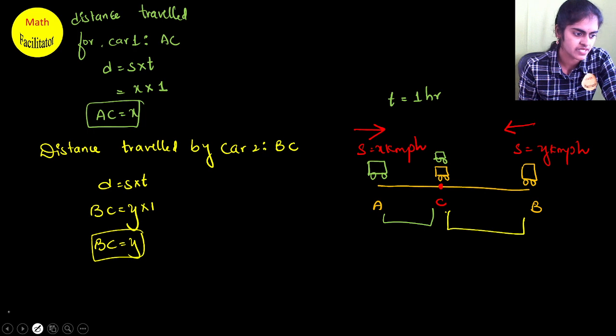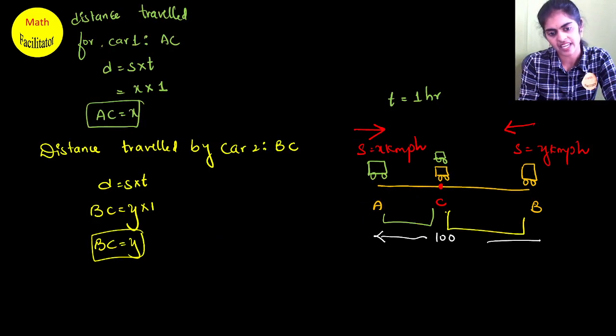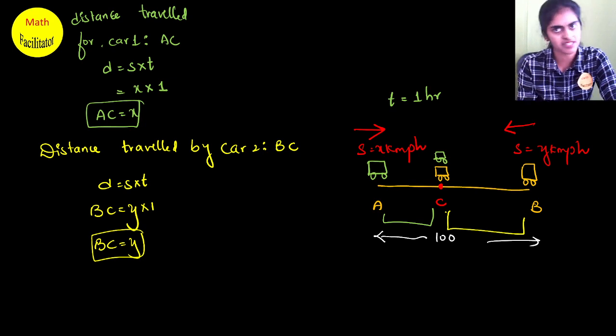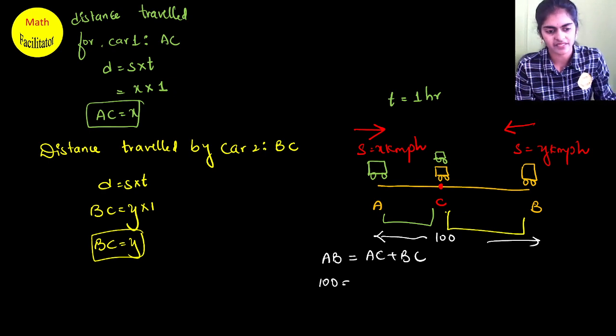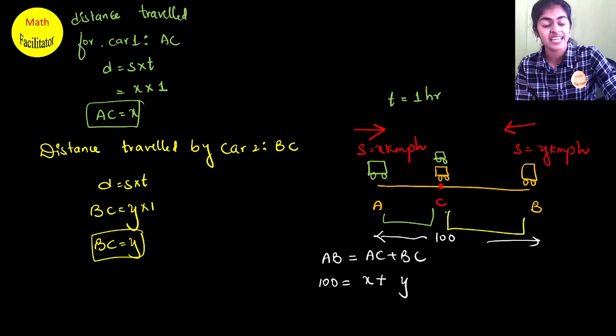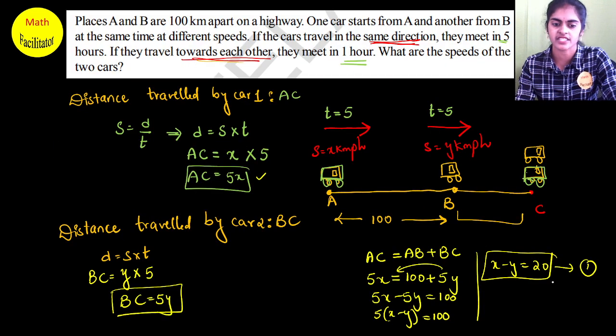But from the figure, what can you say? A and B are fixed points, so the distance between them is fixed. It is 100. So the distance AB, can I write it as AC plus BC? AB equals AC plus BC. AB is 100, given in the question. AC is x here and BC is y. So this is the second equation, and this is the first equation.